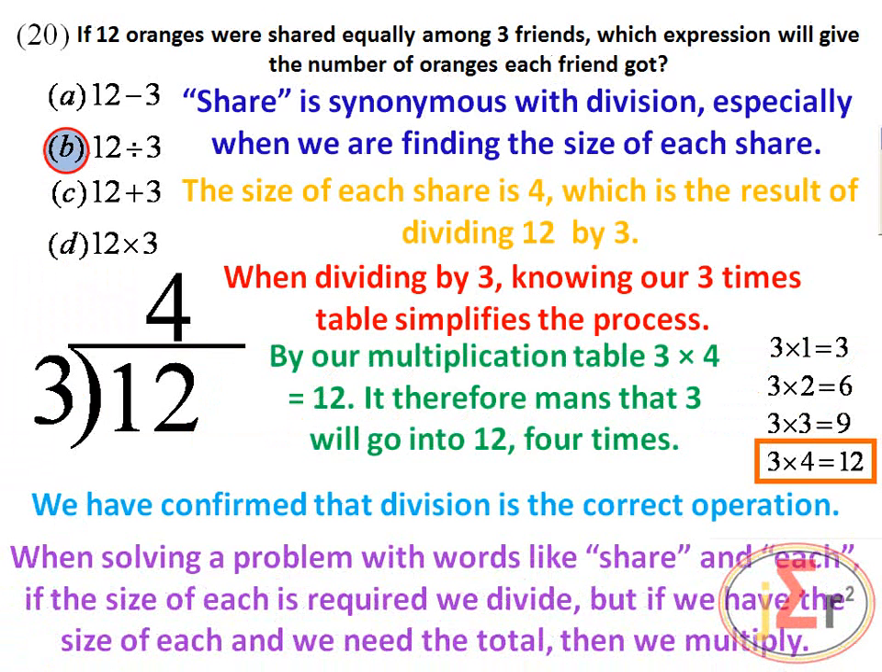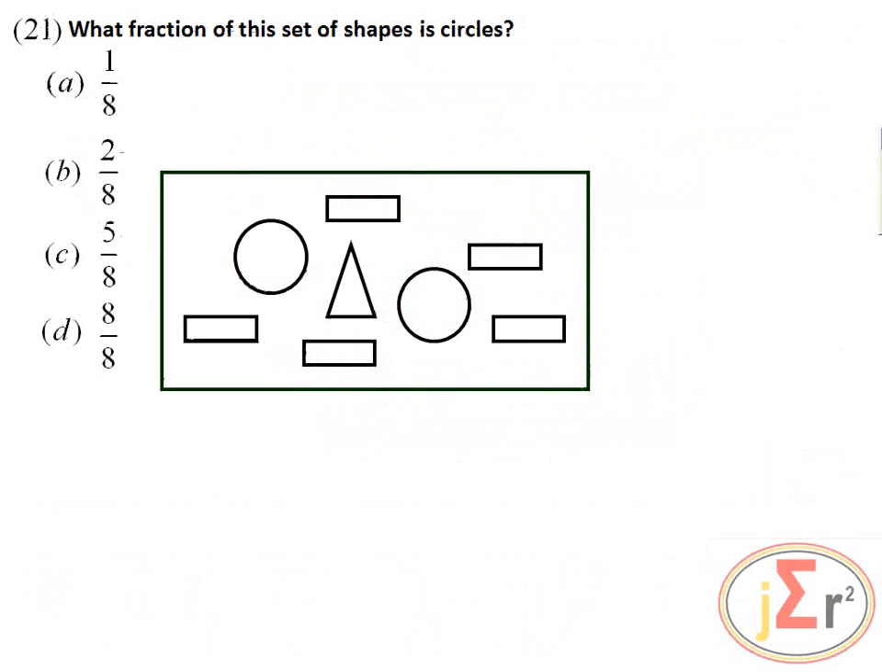When solving a problem with words like share and each, if the size of each is required, we divide, right? But if we have the size of each and we need the total, then we multiply. That's correct.